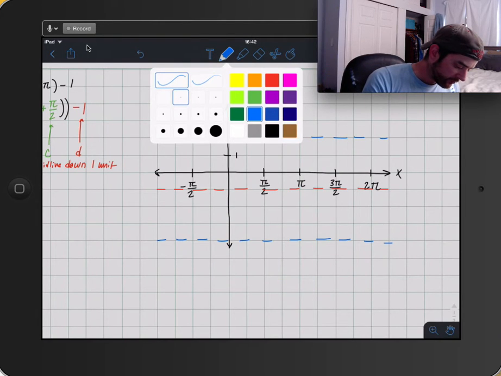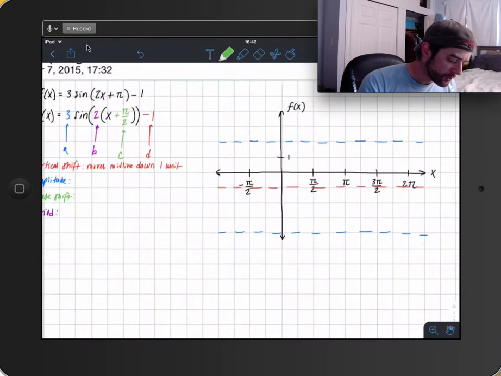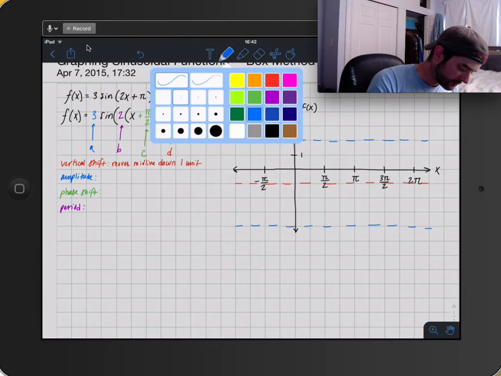Now the next transformation is phase shift. And you'll notice I never actually wrote in what the amplitude does.